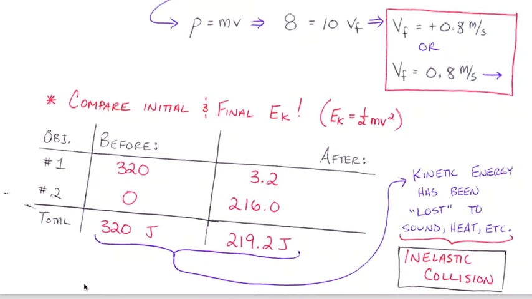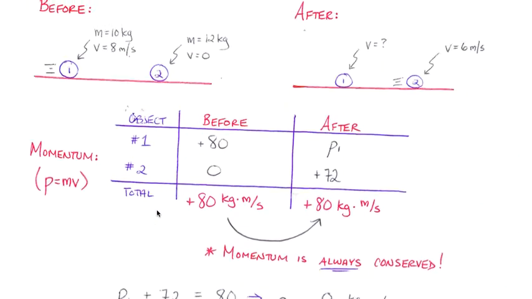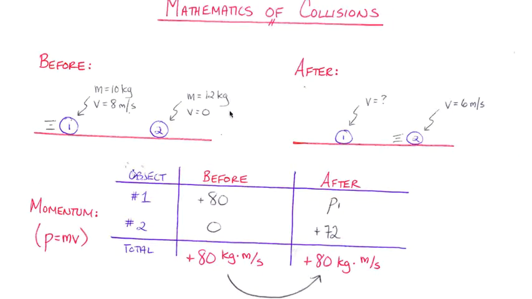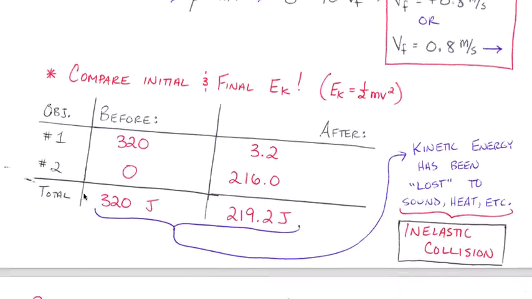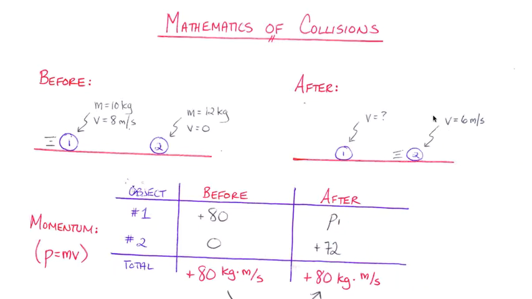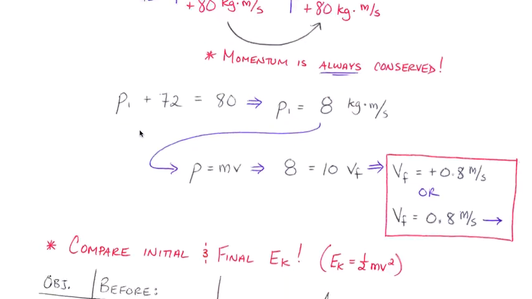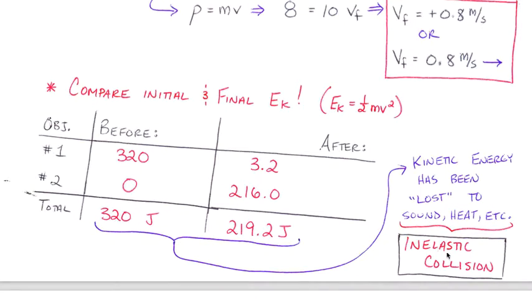And in this case, you will see that I started with 320 joules. So together, these two objects had 320 joules of kinetic energy prior to the collision, and afterwards, they only had 219.2. So I had less energy over here afterwards than I did before. That immediately tells me that this is an inelastic collision, and some kinetic energy has been lost to things like sound, heat, etc., that dissipated energy.